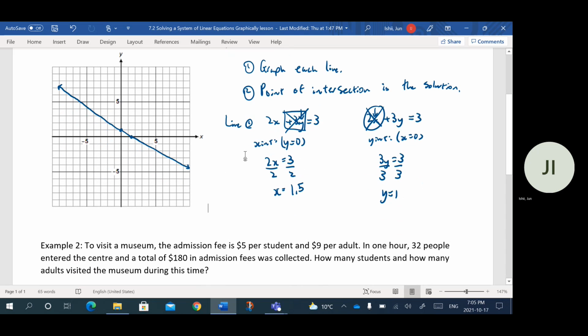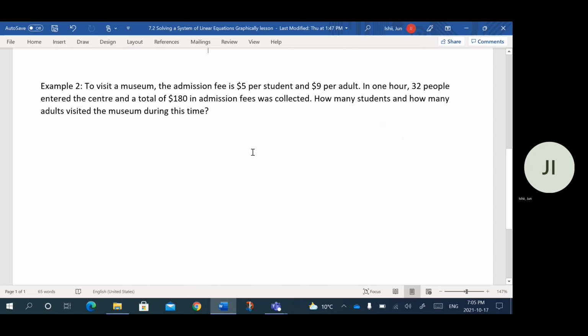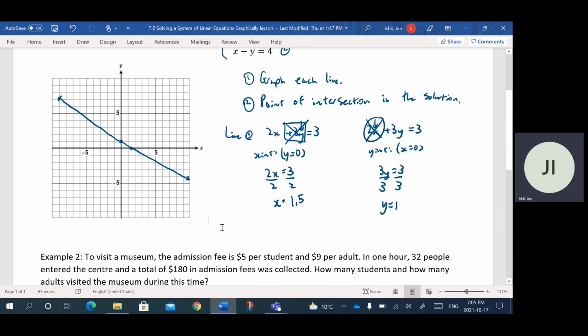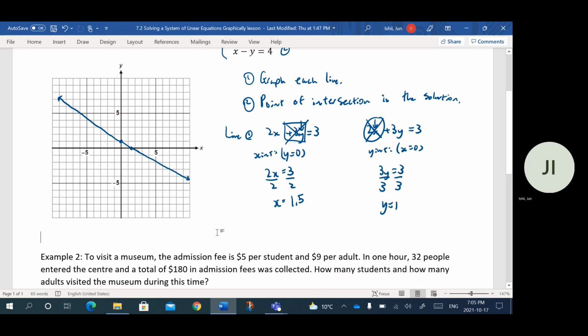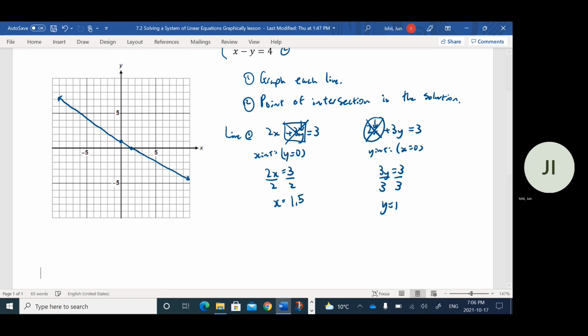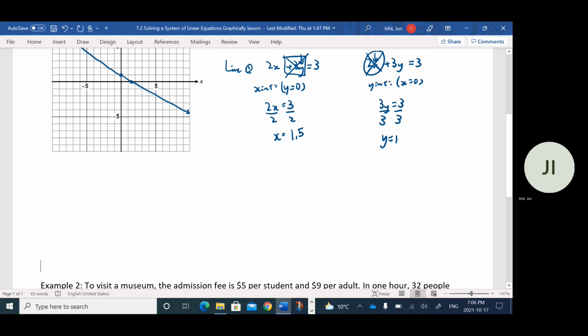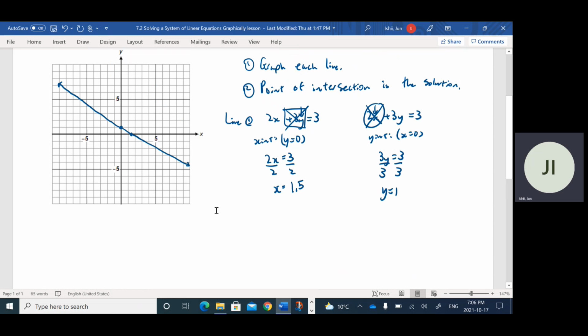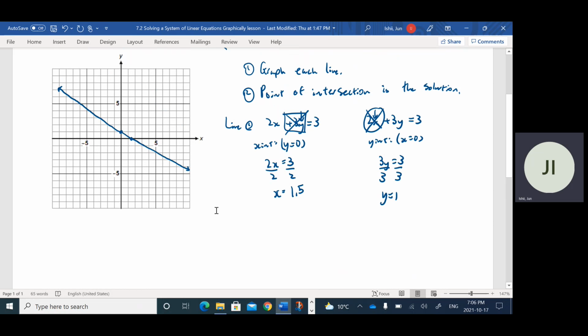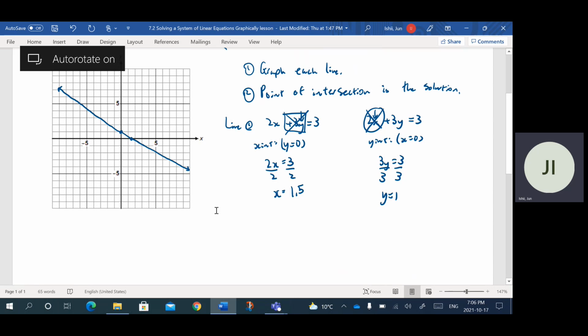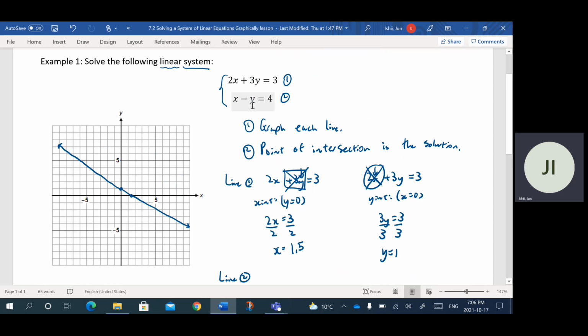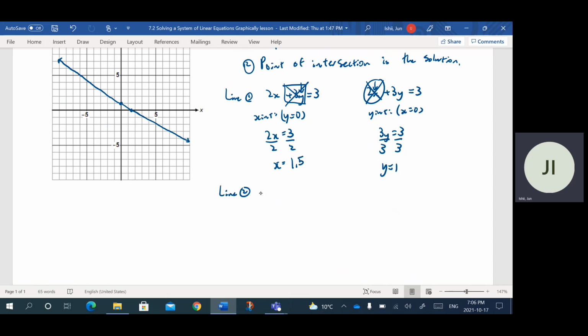I'm just going to slide this down. Okay, so for the second line, line 2, it's going to do the same thing. All right, so the equation for the second line was x minus y equals 4.